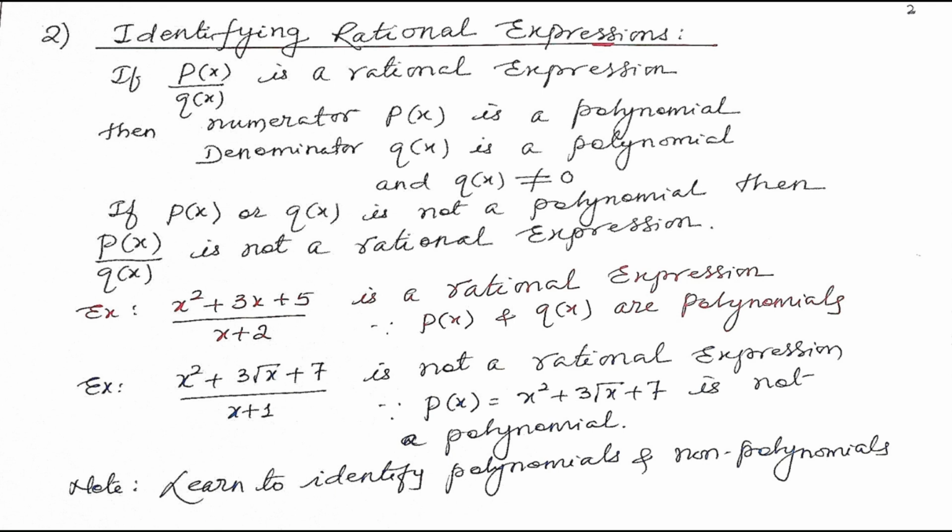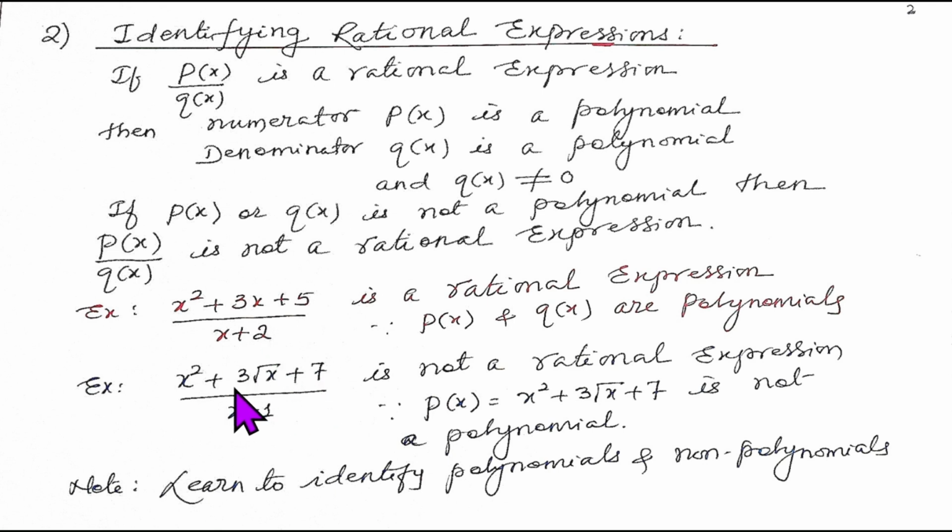Now, identifying rational expressions. If p(x) by q(x) is a rational expression, the condition is that p(x) is a polynomial, q(x) is a polynomial and q(x) is a non-zero polynomial. Remember that. If p(x) or q(x) is not a polynomial, then p(x) by q(x) is not a rational expression. For example, x square plus 3x plus 5 divided by x plus 2: p(x), that is x square plus 3x plus 5, is a polynomial, and x plus 2, that is q(x), is also a polynomial, and therefore it is a rational expression.